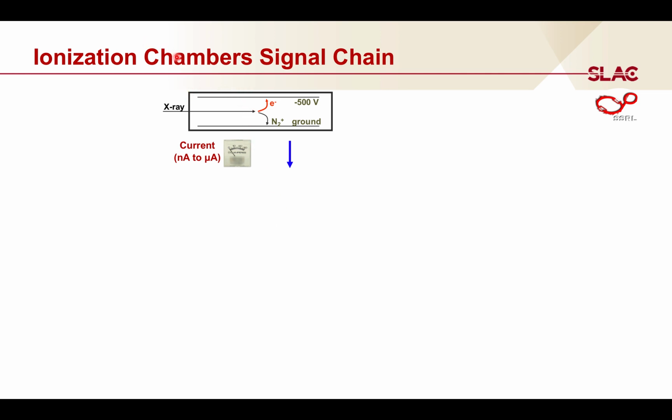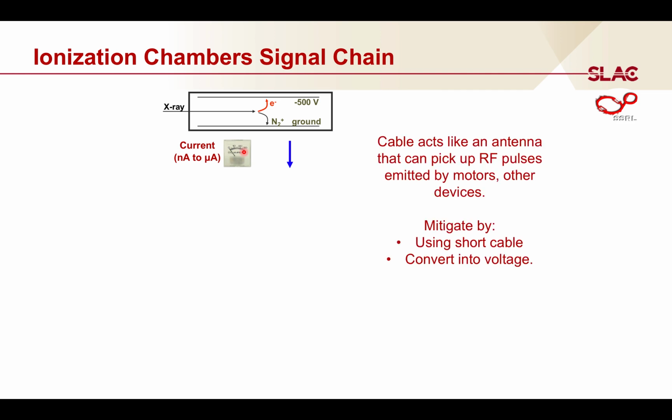Also important is understanding how the signal coming from these ionization chambers is processed and knowing how to make sure everything's running happy so you get good data. So first of all, I should say that the current produced by these ionization chambers is really small. It's typically in the nanoamps to maybe hundreds of nanoamps range. And the signal cable carrying this out can act like an antenna. It can pick up RF pulses that are noise that's emitted by motors and other devices in the hutch.